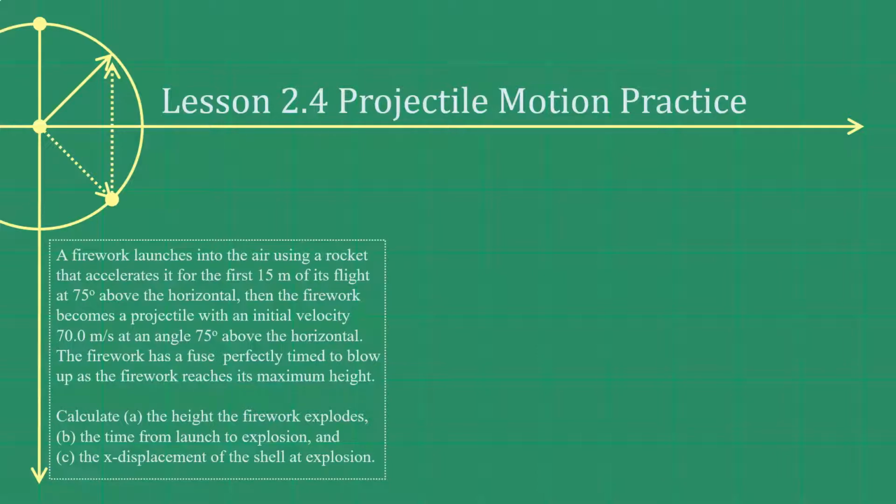The time from launch to the explosion, well, that's interesting because that's the total time, including the time when it was moving in one dimension at 75 degrees above the horizontal, and the time it was moving like a projectile. And then the x displacement from launch. So again, the entire x displacement, including when it was moving at 75 degrees but in a straight line, and when it was moving like a projectile.